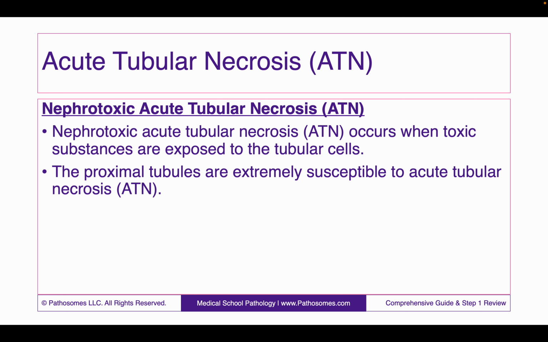Now, on the other hand, with nephrotoxic acute tubular necrosis, this occurs when toxic substances are exposed to the tubular cells, right? Makes sense? That's why it's nephrotoxic. The proximal tubules are extremely susceptible to acute tubular necrosis.